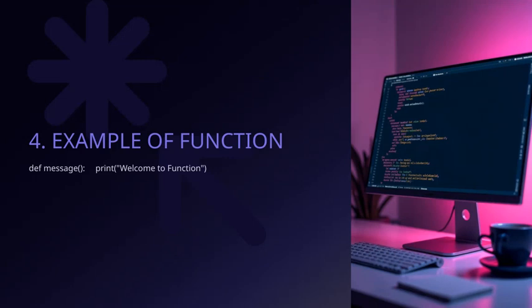All right, let's take a closer look at this example of a function. Here, we have a simple function defined with the keyword def, followed by the name message. When we call this function, it executes the code inside its block. In this case, it prints out "welcome to function". This example is great because it shows how functions are used to organize code and make it reusable. Instead of writing the print statement multiple times, we just define the function once and call it whenever needed.